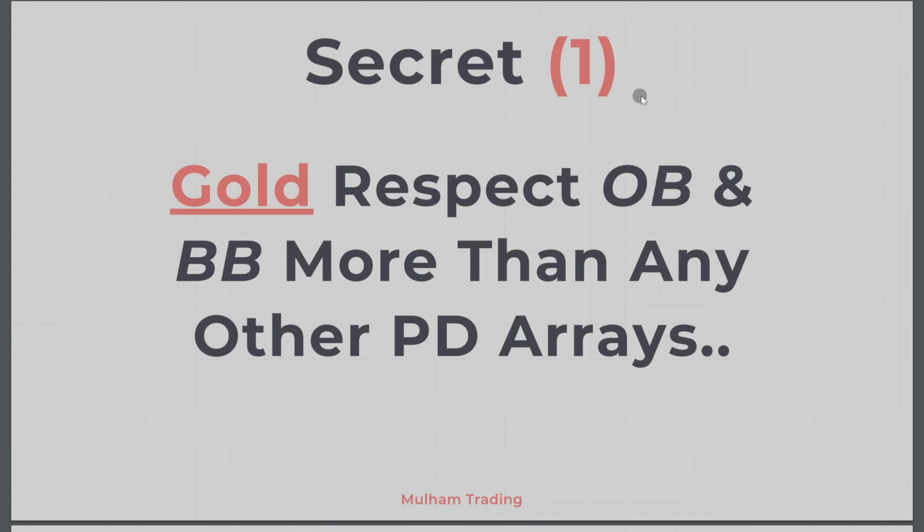So starting with secret 1: gold respects order blocks and breaker blocks more than any other PD arrays. You'll realize that if you're trying to trade fair value gaps not in the appropriate condition and scenario, it's not going to work. Usually, because of the volatility of gold, it's going to go to the extreme points, either the high, the low, or the order blocks. A lot of the time, it's going to go to the order blocks, or sometimes it goes to supply and demand. So it's not going to respect half of the range, which usually some fair value gaps are.